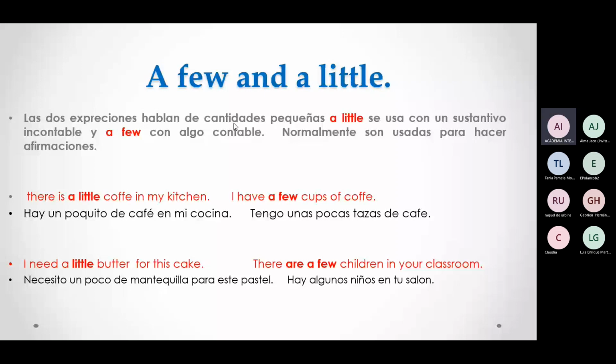For example, the first sentence says, there is a little coffee in my kitchen. And the next one says, I have a few cups of coffee. So why am I using a little in this sentence? What do you think? ¿Qué piensan, por qué estoy usando a little en esta oración? Y a few en esta otra.